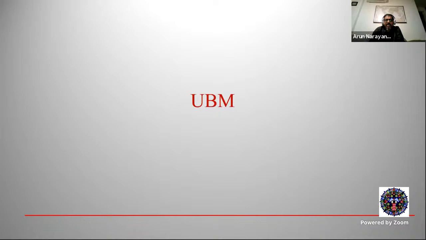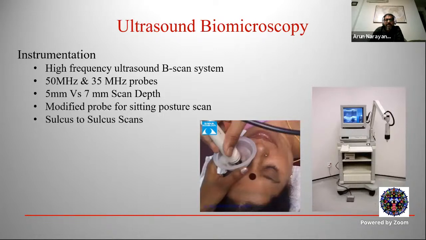Now, going on with the ultrasound biomicroscope, this was one of the most revolutionary technologies that altered angle imaging and anterior segment imaging. This instrumentation is based on a high-frequency ultrasound B-scan. Typically, the probe frequencies are 50 megahertz and 35 megahertz, which helps you image the eye somewhere between 5 millimeters to 7 millimeters scan depth. Most often, the scan is done in a supine position with a water bath or probably gel.